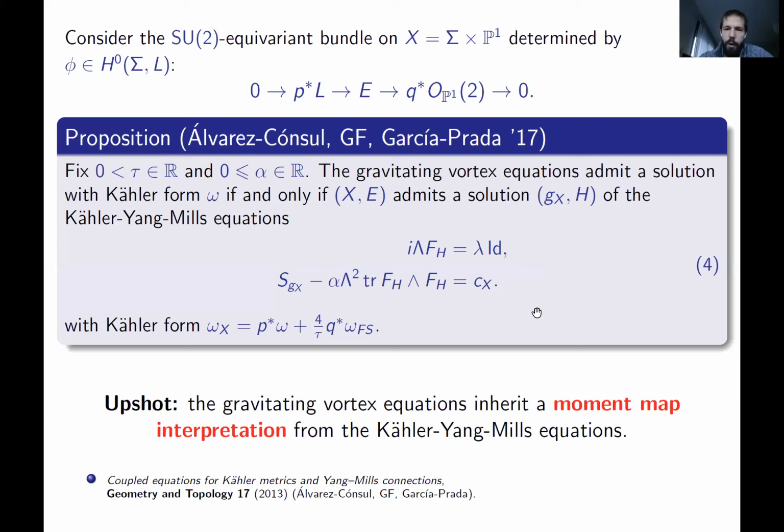And yeah, if you are interested in this story, you can go to this paper published in 2013, where you have more details about it. But for us, the most important thing is that now we have learned that gravitating vortices are naturally zeros of a moment map. And this is going to be important for part of my talk.